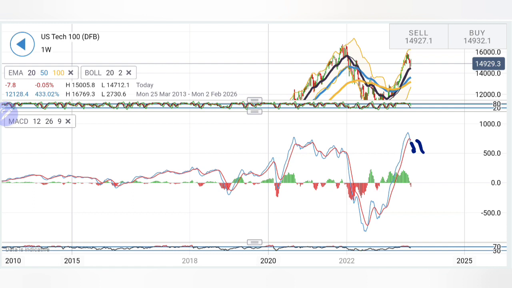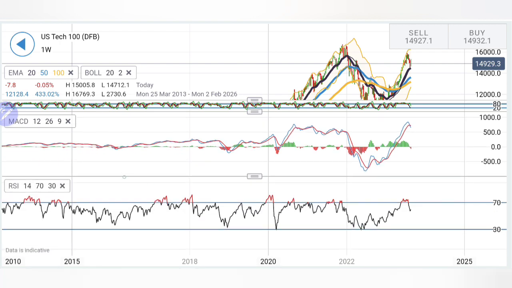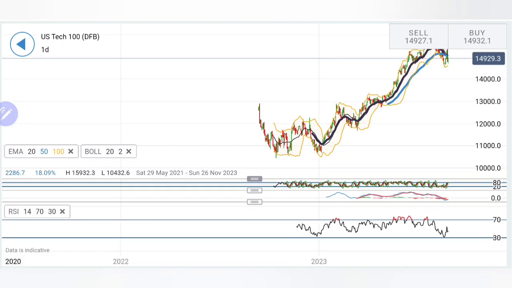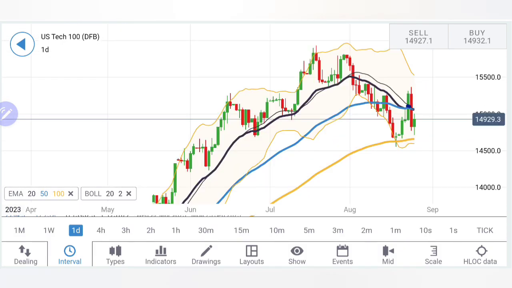Hence towards the end of the week this bearishness may start. We have to be watchful and careful here. Now look at the RSI, it was overbought, it has come down. Coming to the daily charts, the moving averages are on the verge of a crossover. This is a bearish cross.